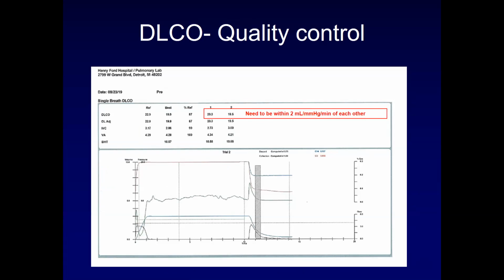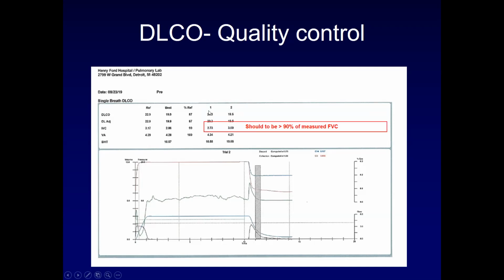Reproducibility is defined by a diffusion capacity needing to be within 2 milliliters per millimeter of mercury per minute of each other. This number has to happen, otherwise another trial has to be done. The next thing that needs to happen is you want your inspiratory vital capacity to be 90% of your forced vital capacity. You want to know that the volume of air that you're taking in for the diffusion capacity maneuver is equivalent to that of your spirometric values.